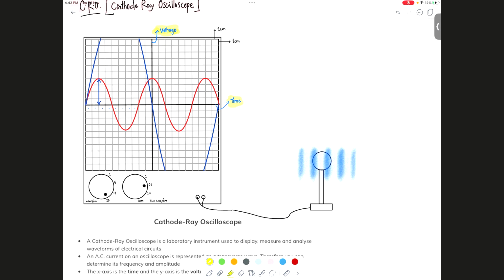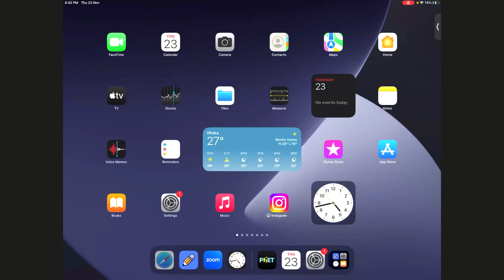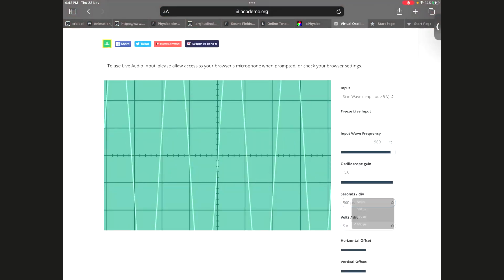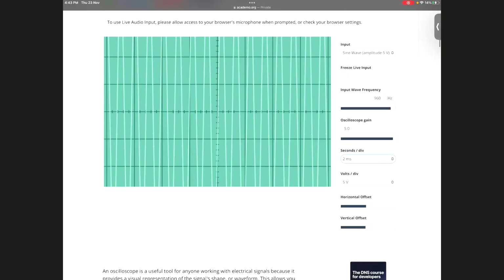Clear about this? Now, how do we read a CRO? So if you want to read what's on the CRO, let me show you. Right, look at this. So I've taken like a sound and I have passed it over a CRO, and this is what the wave looks like. Can you differentiate the wave here clearly? Can you tell me what makes one wave? No, right? Why? What's the reason?